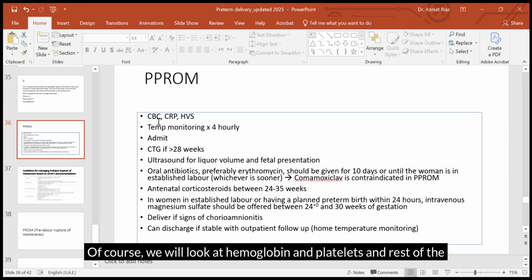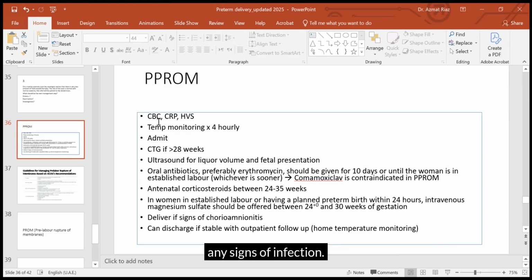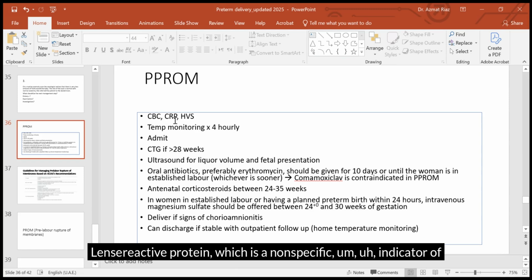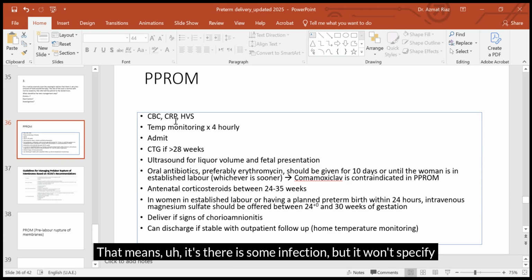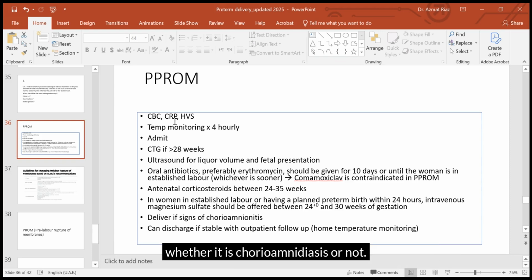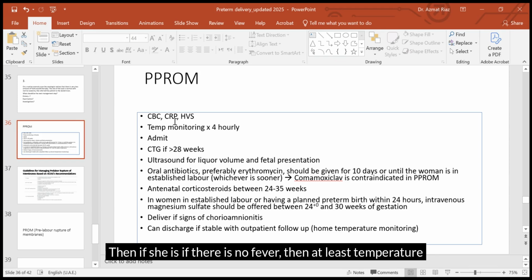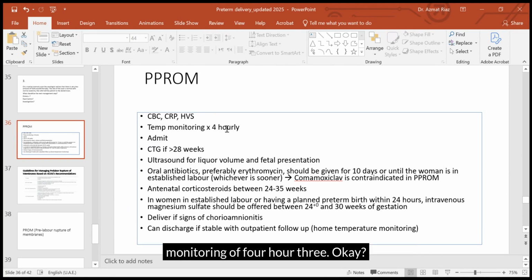Of course we will look at hemoglobin and platelets and the rest of the things, but here we are mainly interested to see if the patient has any signs of infection. Then C-reactive protein, which is a non-specific indicator of infection, right? So if high CRP, that means there is some infection, but it won't specify whether it is chorioamnionitis or not. Then if she is afebrile, if there is no fever, then at least temperature monitoring 4 hourly.